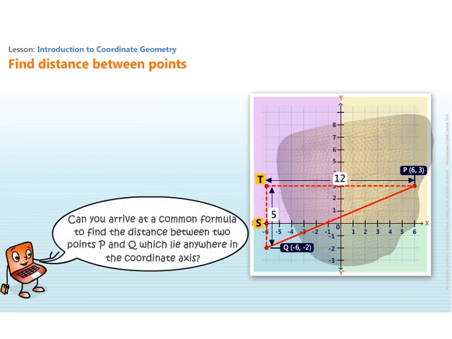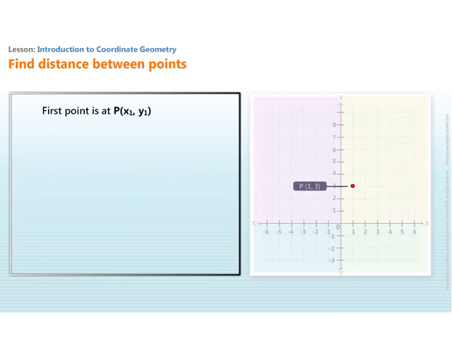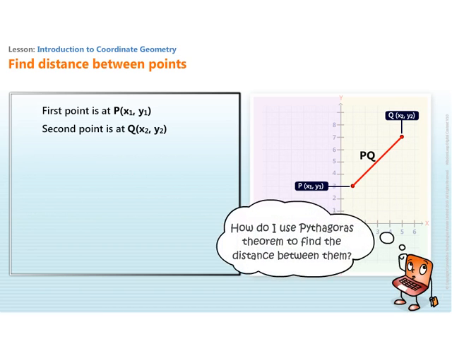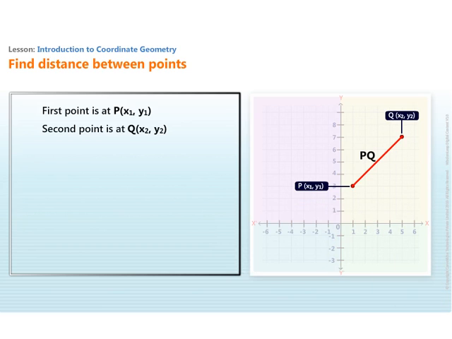Can you arrive at a common formula to find the distance between two points P and Q which lie anywhere in the coordinate axes? Suppose point P is at (x1, y1) and point Q is at (x2, y2) of the same quadrant in the coordinate system. Then the distance between them is represented by PQ. How do I use Pythagoras' theorem to find the distance between them? To find this, let us draw PR and QS perpendicular to the x-axis.